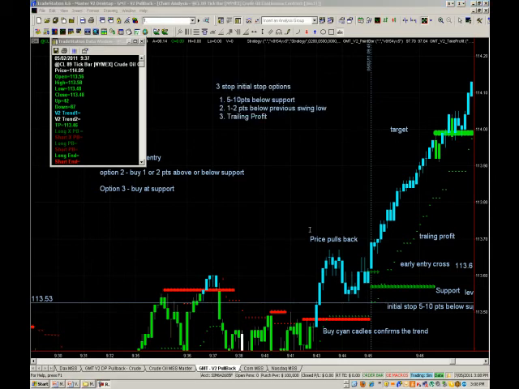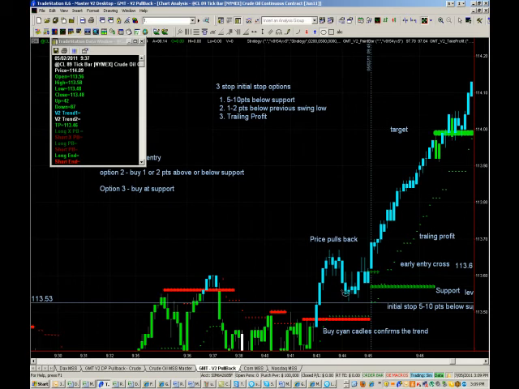Alright, let's go back to our stop options. So three initial stop options. One is that we use a fixed price below our support level. So that could be between 5 and 10 points below our fixed support level. The other option is we work at 1 or 2 points below our previous swing low. So our previous swing low, once the trade sets up, is this area here. That's our previous swing low.